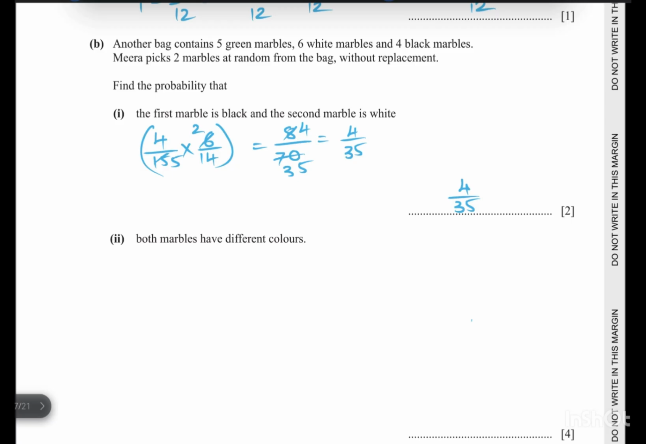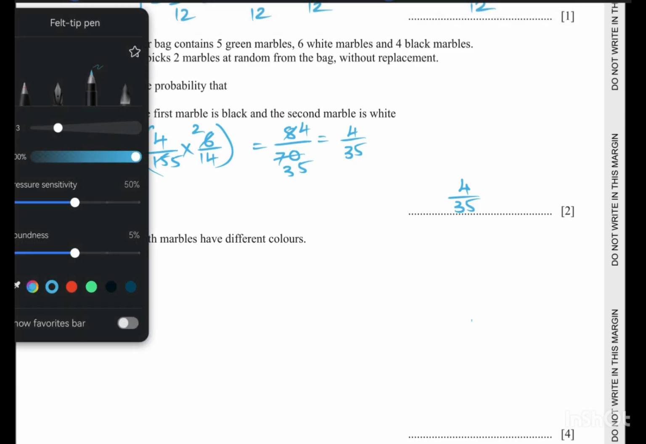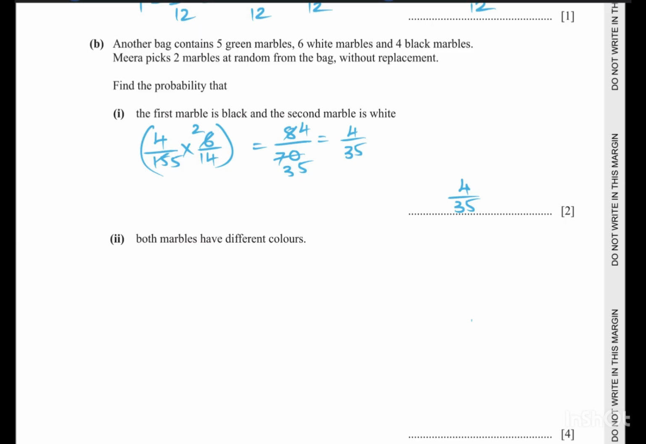The probability of both marbles having different colors. Now we want to find both marbles having different colors without replacement. So we'll see what the possibilities are to get two different colors here. It can be green and white, or white and green. Then it can be black, white, or white, black, or it can be green, black, or black, green. You have to take all these possibilities.